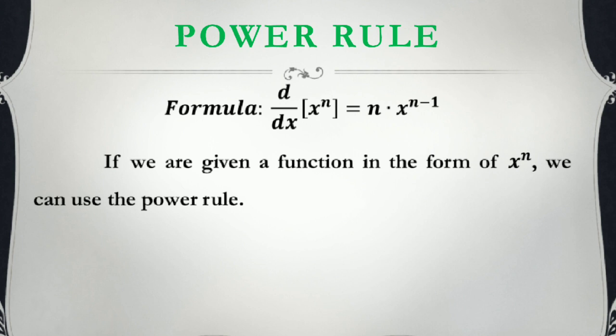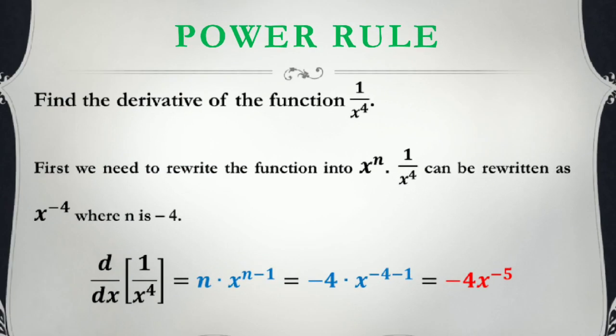Next, we have the power rule. The formula of the power rule is the derivative of x to the power of n equals n times x to the power of n minus 1. So, if we are given a function in the form of x to the power of n, we can use the power rule. Now let's solve the given example.